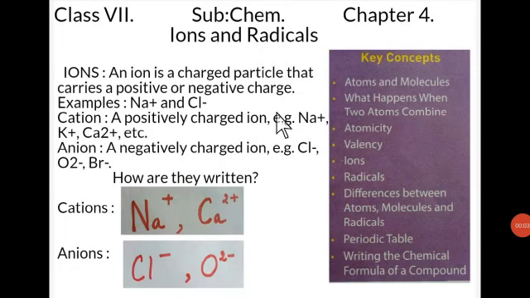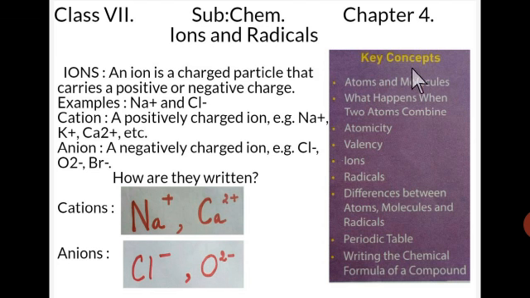Hello students, today we will discuss a topic of class 7, subject chemistry, chapter 4. Students, I hope all of you are fine and preparing for the test which is going to be held this Monday. Today we will discuss two topics, ions and radicals.